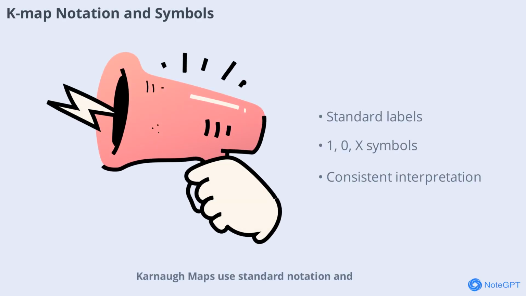Karnaugh maps use standard notation and symbols to represent variables and outputs. Rows and columns are labeled with variable combinations, and cells are filled with 1, 0, or X for don't care. Understanding this notation is essential for reading and constructing K-maps accurately. Consistent labeling ensures that everyone interprets the map in the same way.